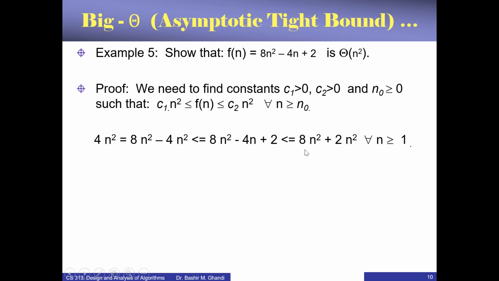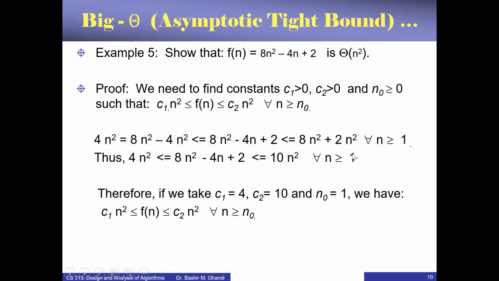So if you factor out the n squared, you will have 10n squared, and therefore you can say that you have found the three constants. C1 is going to be 4, C2 is going to be 10, and n naught is going to be 1. So if we take C1 to be 4, C2 to be 10, and n naught to be 1, then we have been able to satisfy the two inequalities for all n greater than n naught, and therefore the statement is true that Fn is theta of n squared.